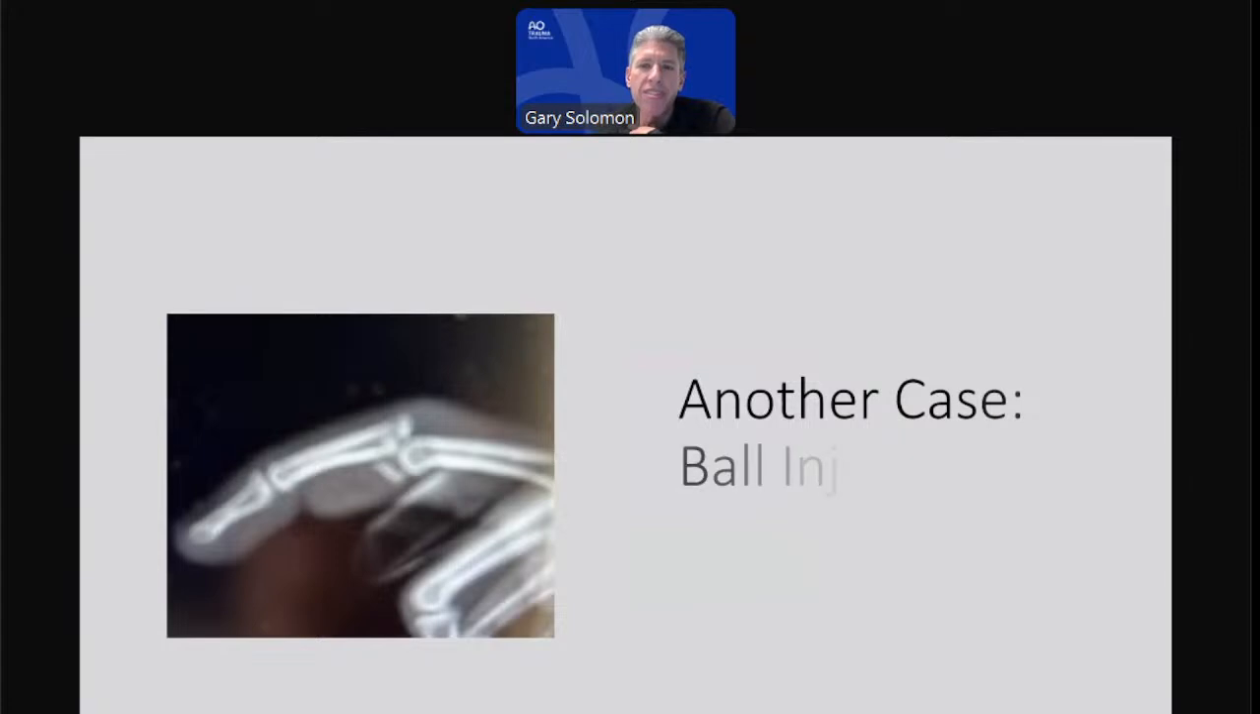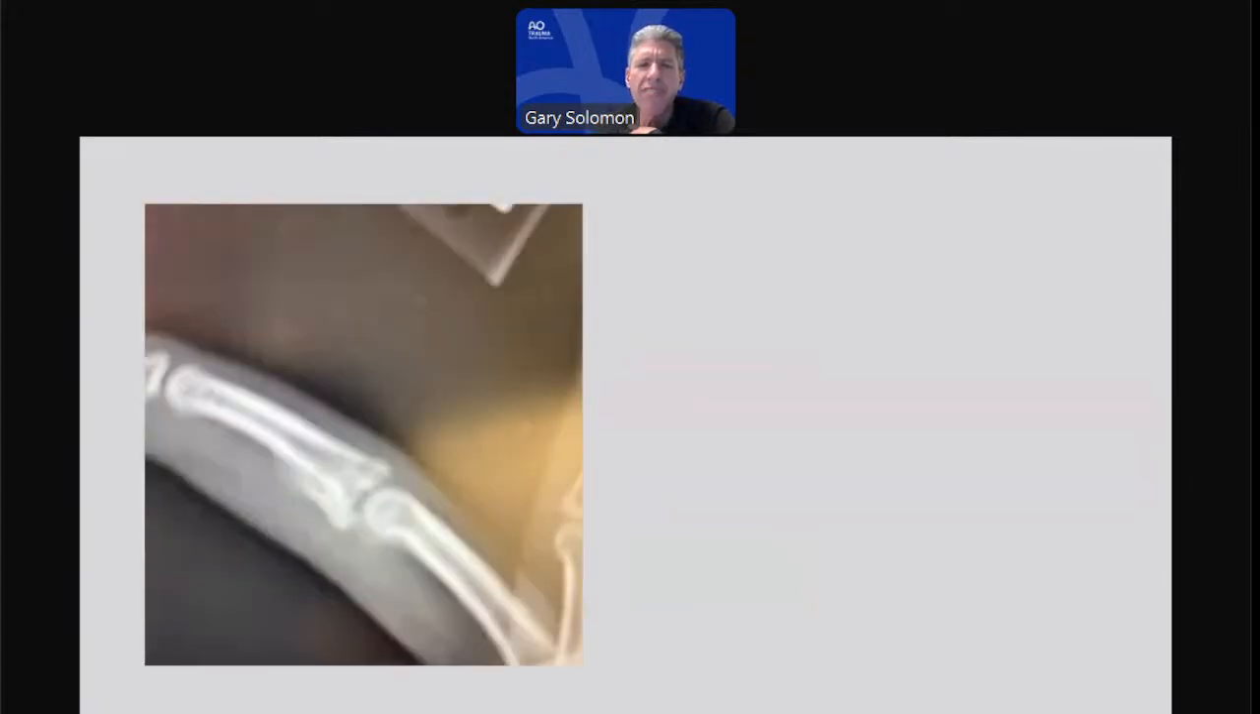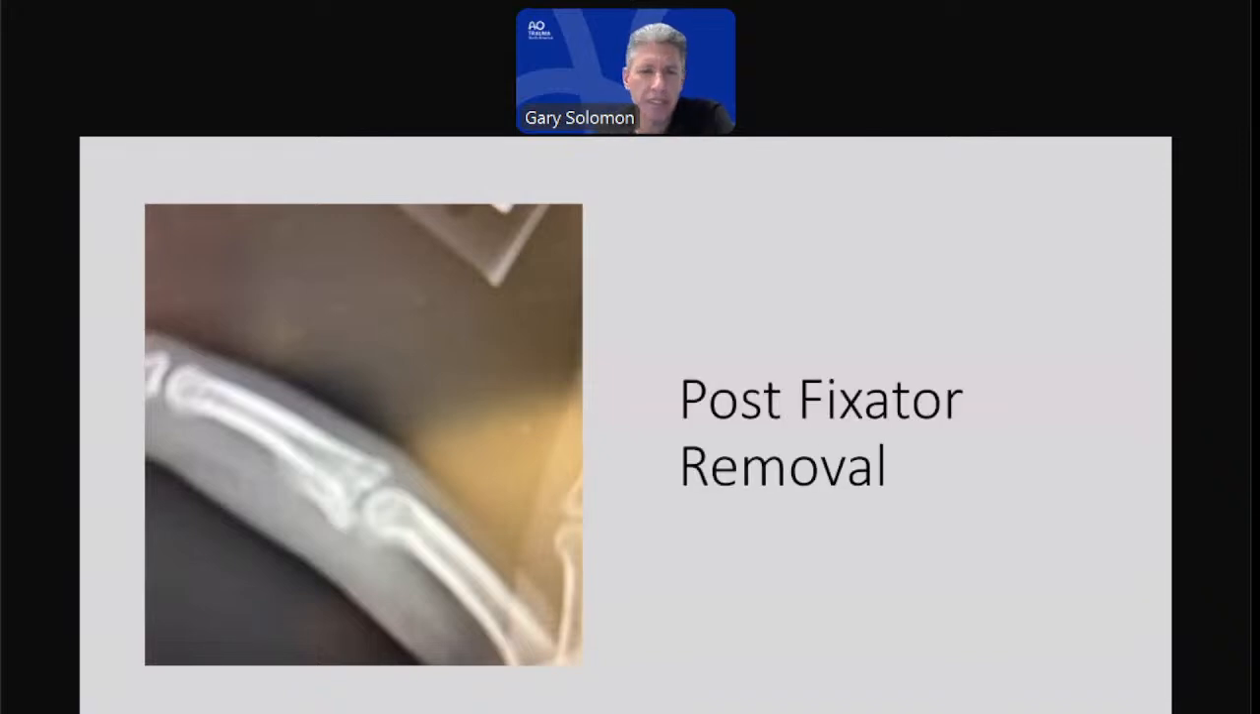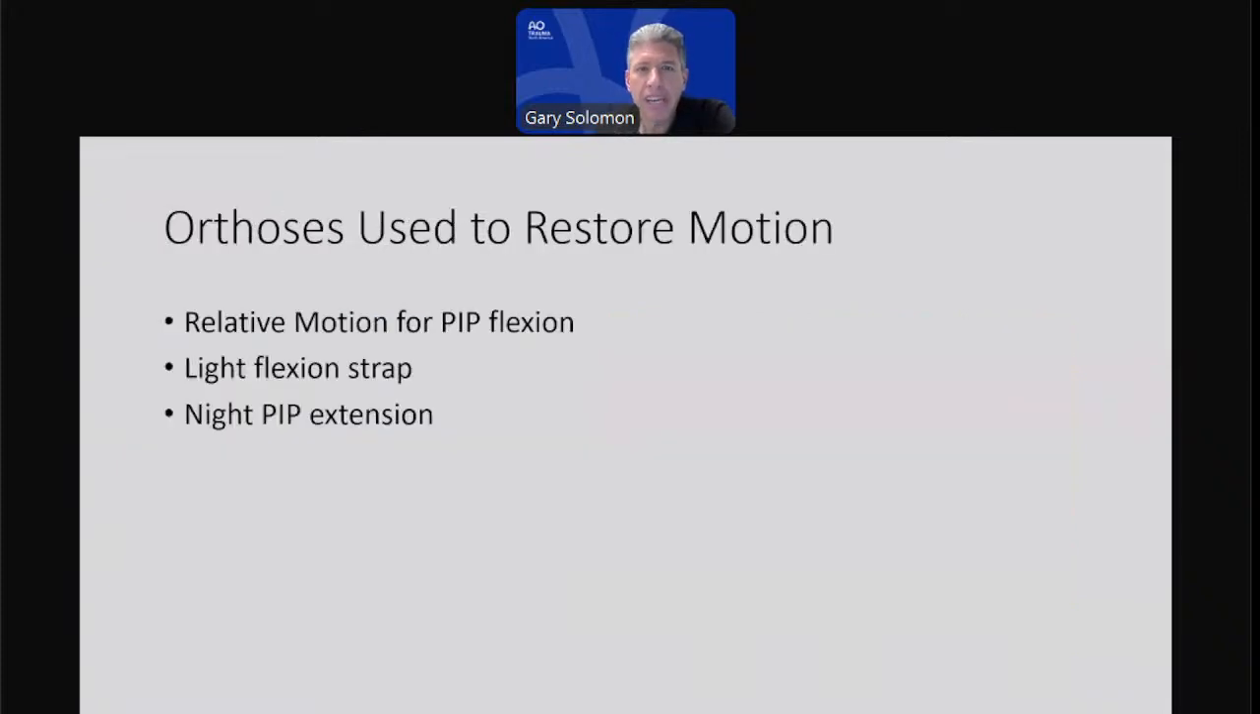Here's one more. This is a ball injury. Same thing. This is the post-op. That's not a great picture there. It's after the fixator was removed. This is 7 weeks post-op, almost perfect. And again, the orthoses I use to restore motion, relative motion for PIP flexion, I think is extremely important to redirect that force. And then usually about the 5 to 6 week mark, I'm looking at light flexion strapping and something at night to hold them in extension.